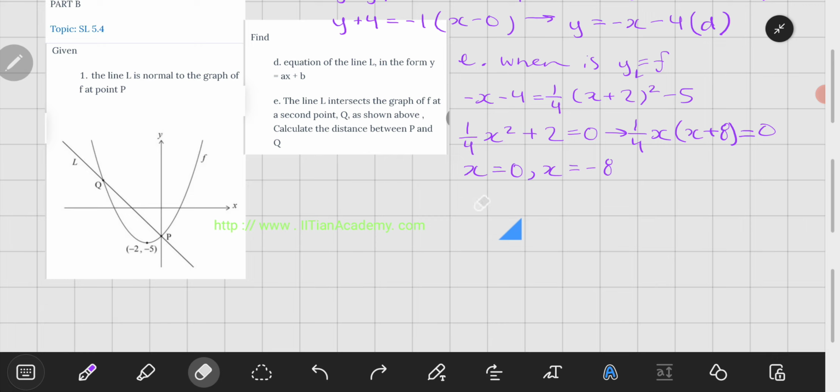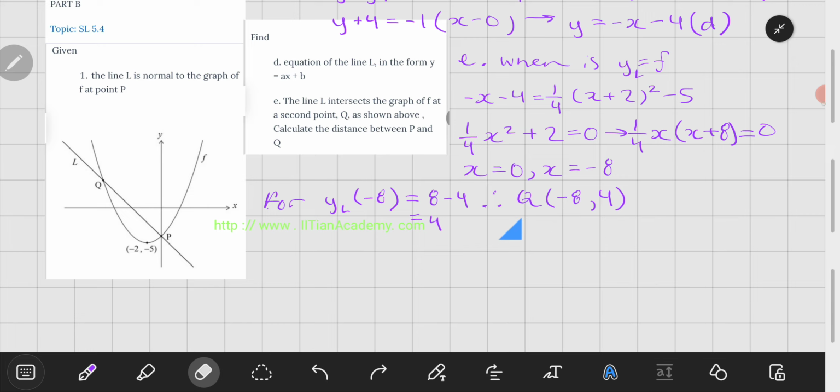Now we already know our point of x equal to 0 because that's our y-intercept, and that's point P. So the one we're interested in is x is equal to negative 8 because that would be our point Q. So then if we substitute x is equal to negative 8 into either one of our equations, y or f, we can find our y value to get the two coordinates to our point Q. So when we substitute x is equal to negative 8 into our y equation, our equation for line L, we'll find that we get 8 minus 4, which is just 4. Therefore, our point Q is at (-8, 4).